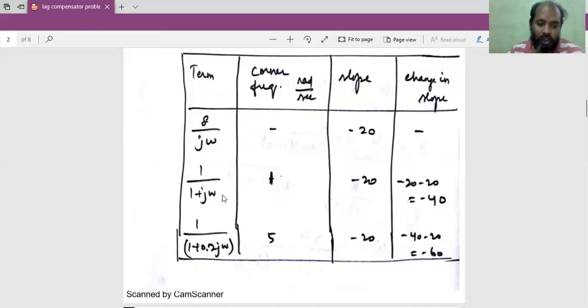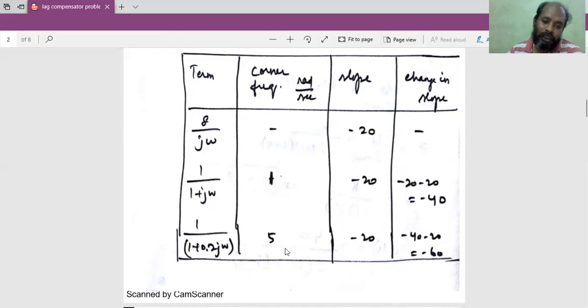So the 1 by 1 plus j omega term has a corner frequency of 1. So we choose it in the second bar. Now you can see that it's again a first order system which is there in the denominator. So you'll have a slope of minus 20. Already you have a minus 20. The change in slope will be adding these two. So you'll get minus 40.